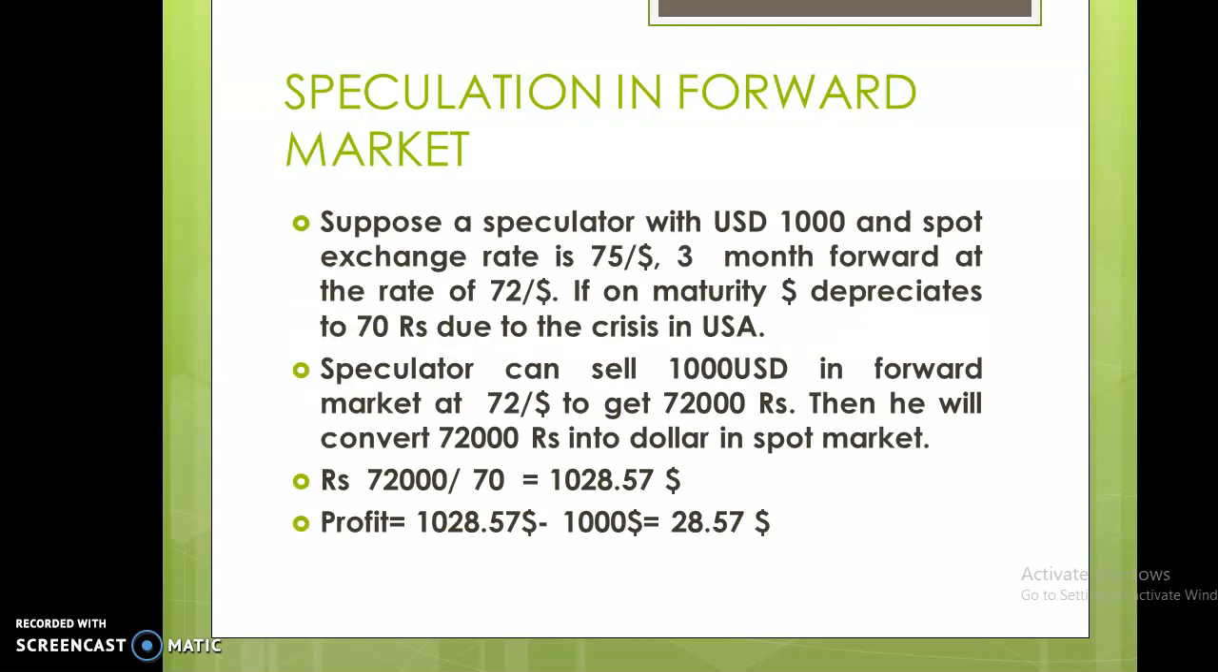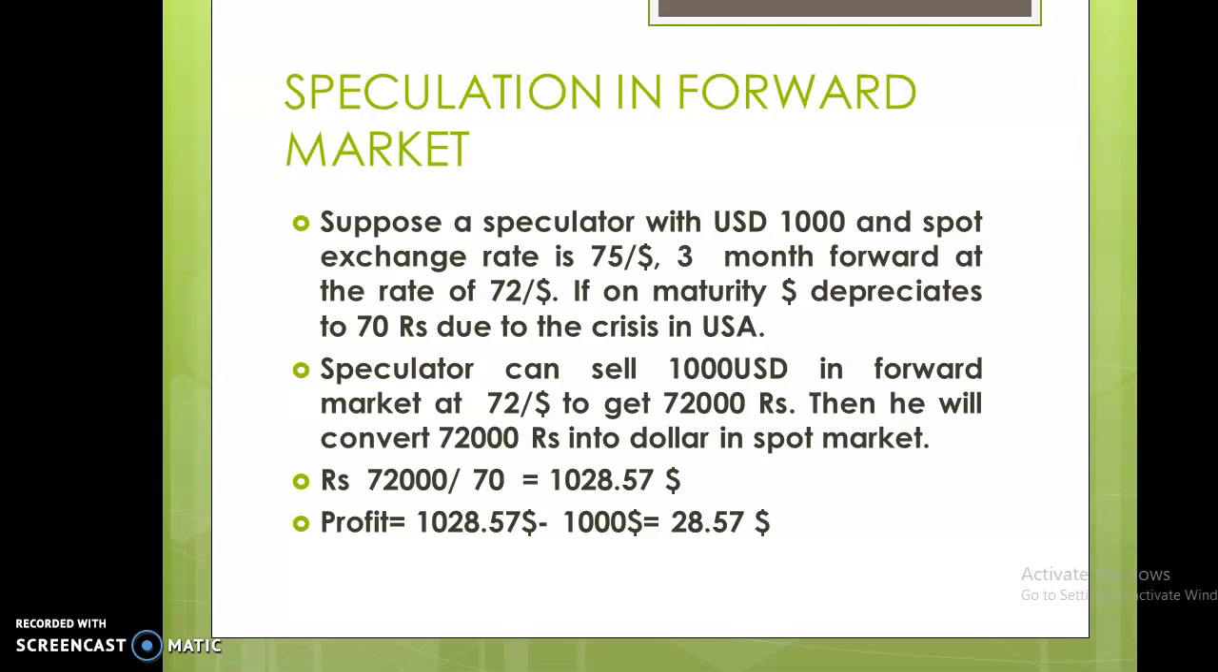Take another example. A speculator has $1,000 in hand. But this speculator anticipates that the corona crisis will hit the US economy very severely. If this happens, what happens to the currency rate? Now the currency rate is dollar equals 75 rupees, and after 3 months some changes will take place in the spot market. Because of this anticipation in the forward market, what happens to the dollar value? The dollar will depreciate, and the 3-month forward rate will be dollar equals 72 rupees.